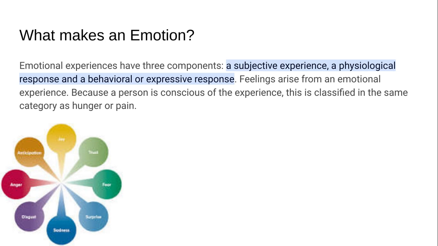So what makes up emotions? Emotional experience has three components: subjective experience, physiological responses, and behavioral expressive response. Feelings arise from an emotional experience because a person is conscious of the experience, which is then classified into categories such as hunger or pain.